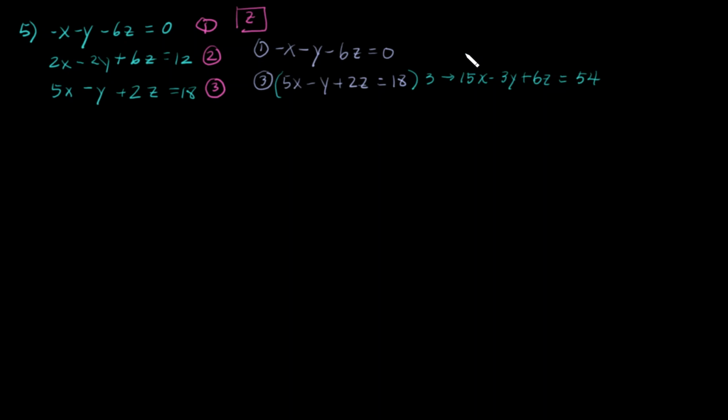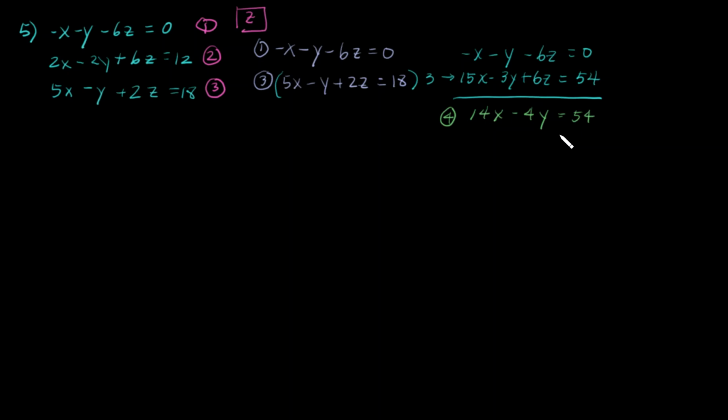Okay, our first equation was -x minus y minus 6z equaling 0. When we put those two together, we end up with the 14x and a minus 4y, cancel out the z, equals 54. This is our fourth equation. Actually, we can reduce this equation because they're all divisible by 2. Okay, but let's just leave it as is.